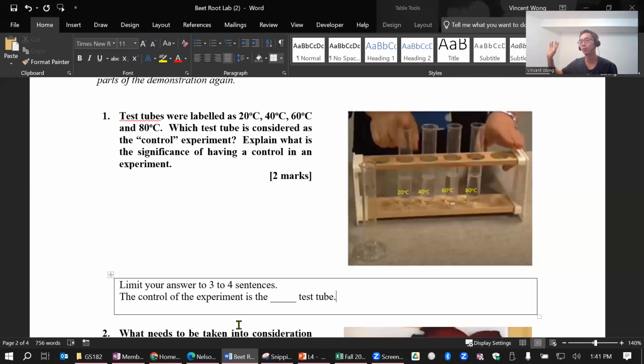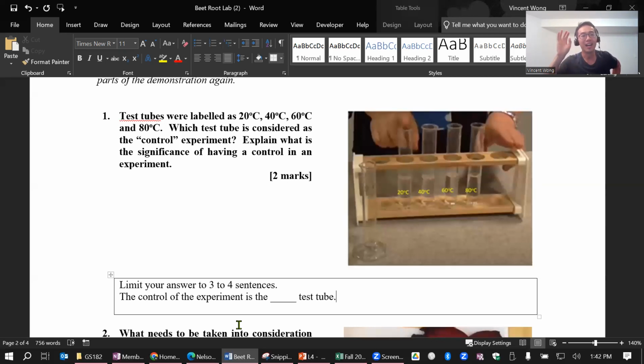I have people who put bizarre things as the control because they look it up on Google. They didn't watch the video. People would say the control of the experiment is the test tube with alcohol, and I'm like, what alcohol? There's no alcohol in the experiment. It's just water. So it should just be the 20, the 40, the 60, or the 80. But don't tell the whole class the answer. Keep it to yourself.